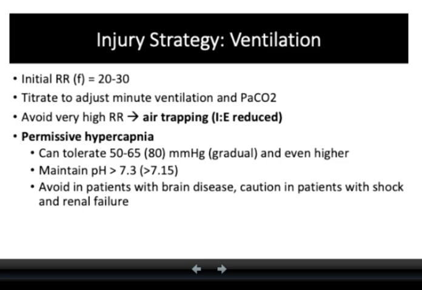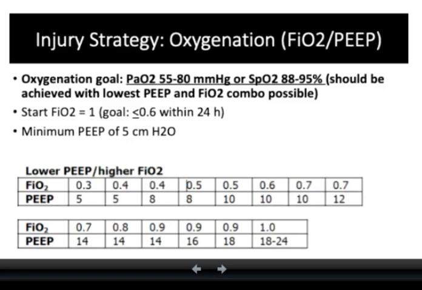It is well known that the majority of patients will tolerate CO2 levels as high as 50, 60, 80, and even higher millimeters of mercury, as long as this change is relatively gradual and their acid-base system has enough time to adjust and prevent a very severe decline in blood pH. The majority of guidelines recommend maintaining pH greater than or equal to 7.3. However, patients without other comorbidities, such as an intracranial disease, shock, or renal disease, may do just fine with pH greater than 7.15.